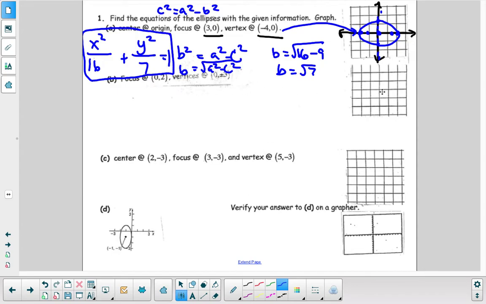All right, we have a focus at 0, 2, and we're going to use a scale of 1 here. Focus is at 0, 2. Vertices are at 0, 3 and 0, negative 3.